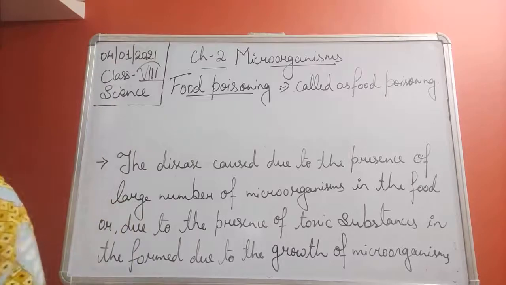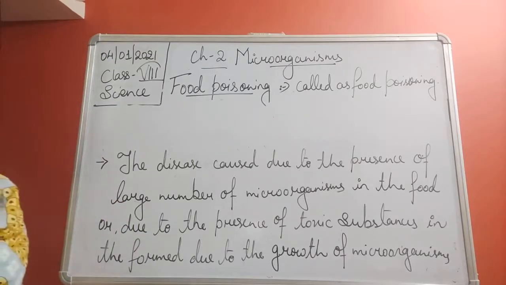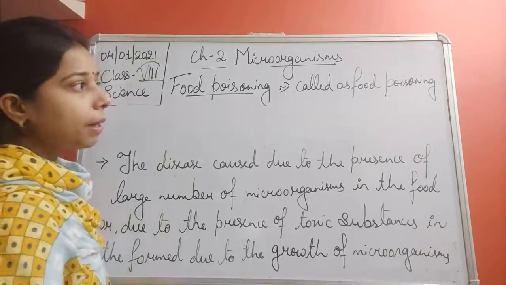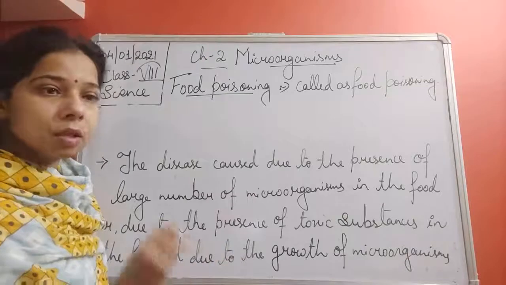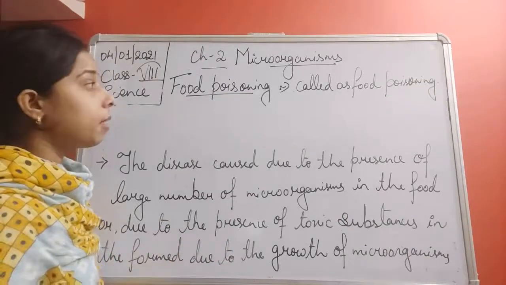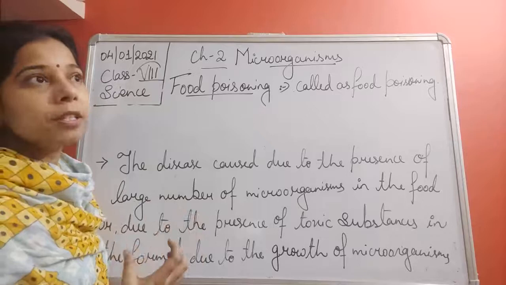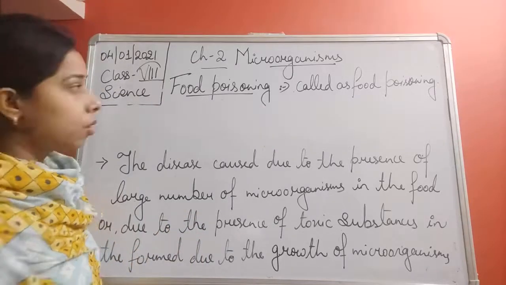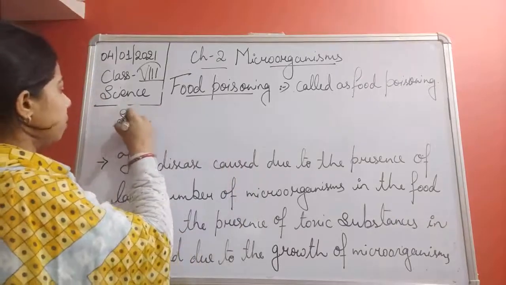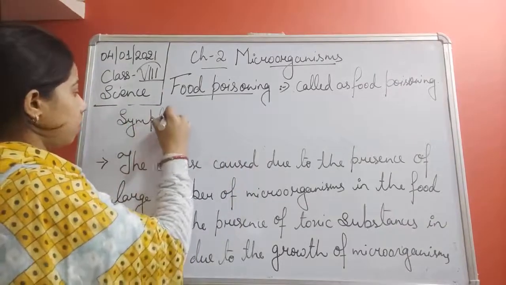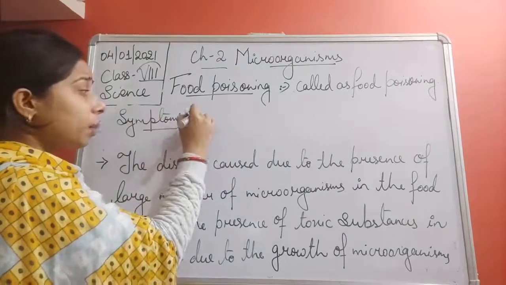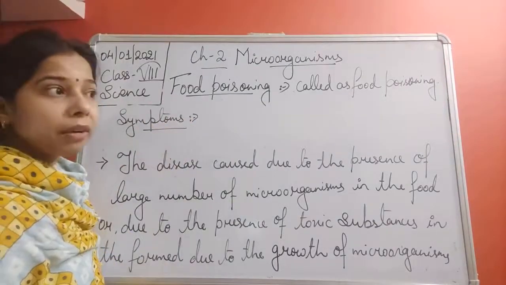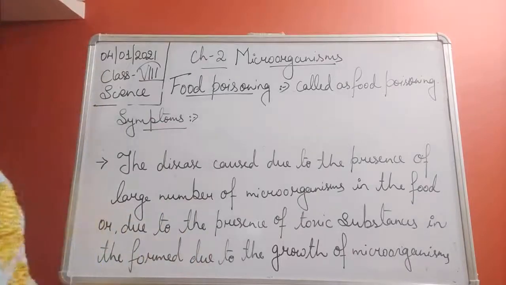So food poisoning occurs due to the action of the microorganism. What are the major symptoms? In simple language, food poisoning is caused by the action of microorganisms, so there must be symptoms by which a person can say the person might have food poisoning. The major symptoms are, students: obviously, the person is not able to digest such food, so vomiting starts. The first one is vomiting.